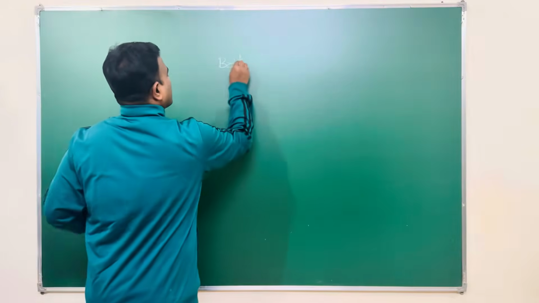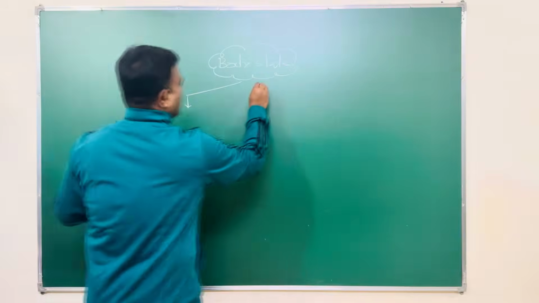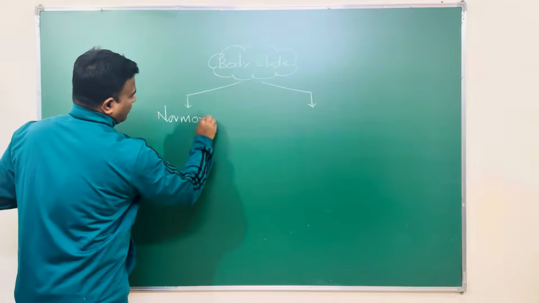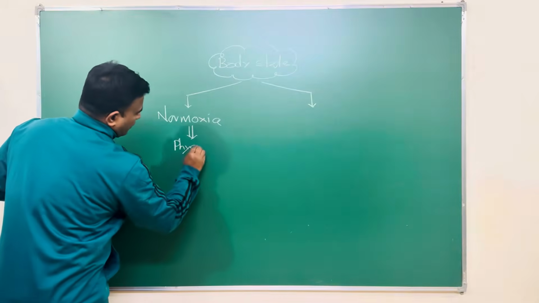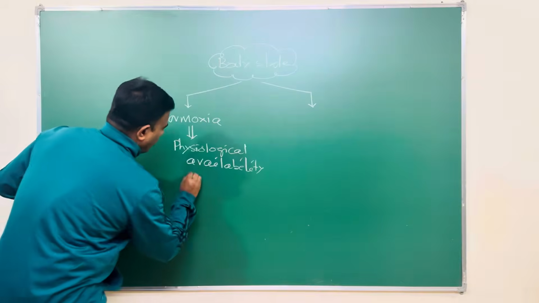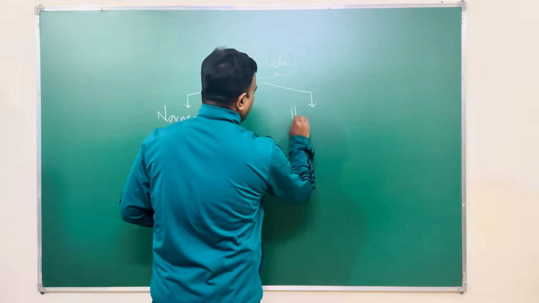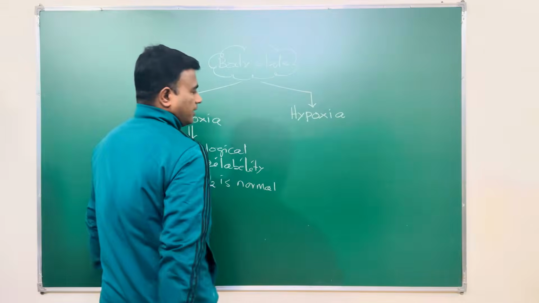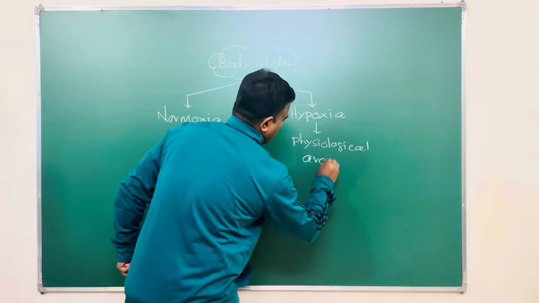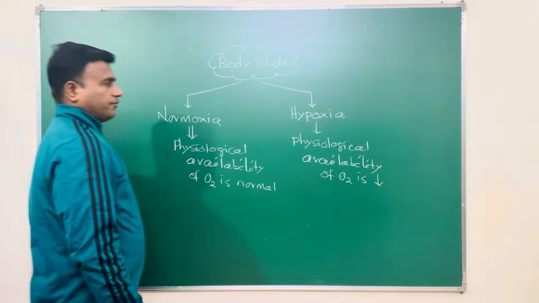So I can draw like this: body state. This is the master flow chart. With respect to oxygen availability, we can define it as normoxia, that is, physiological availability of oxygen is normal. And when I use the word hypoxia, it means physiological availability of oxygen is less. So that is hypoxia.